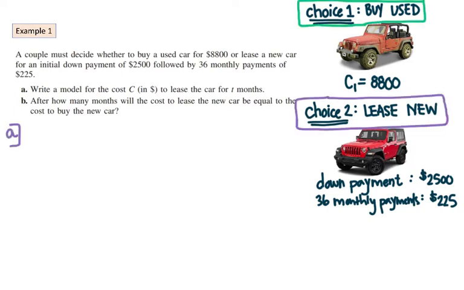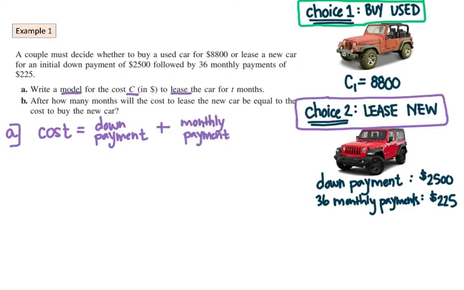Okay, part A says write a model. That usually means write an equation for the cost to lease the car. So we're talking about choice 2. We want an equation for cost. So let's just in English think about what they're asking. The cost will be the down payment, which is the amount of money that they have to pay at the very beginning. Then we add the monthly payment, but since we have to pay that every month, we need to multiply that payment times the number of months we pay it.